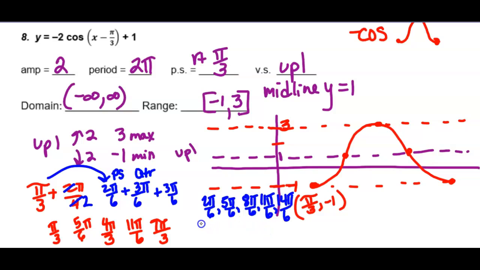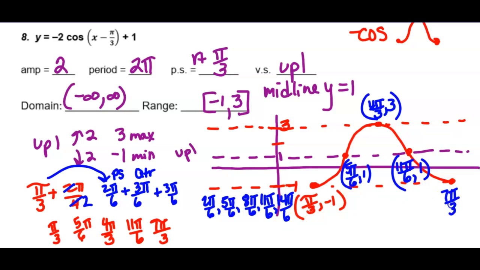Then those just reduce. The first one is pi over 3. The second one doesn't reduce, 5/6. The third one, 8/6, reduces. The next one, 11/6, does not reduce. And the last one, 14/6, is 7/3, comma, -1. It's supposed to be a -1.